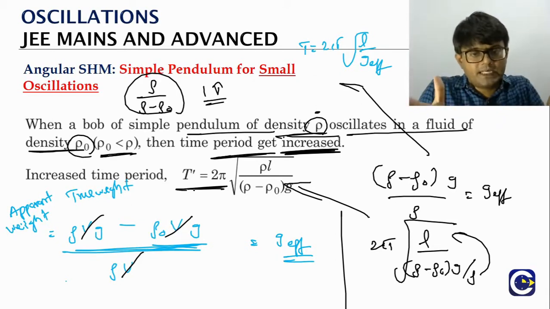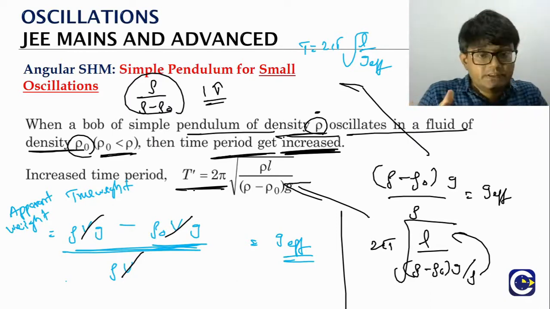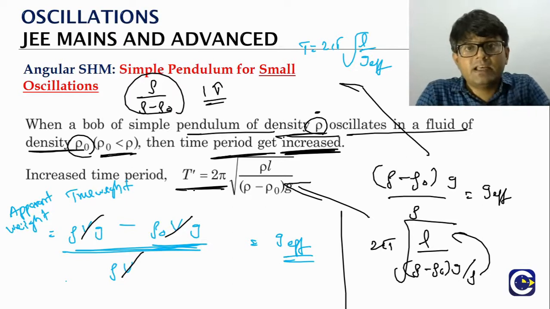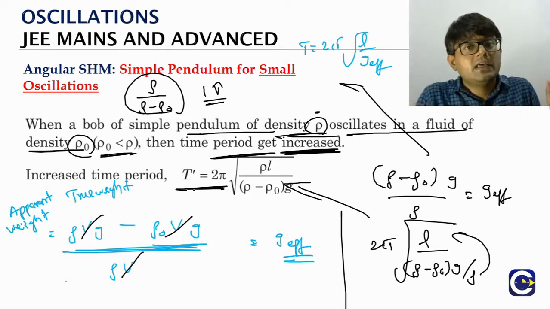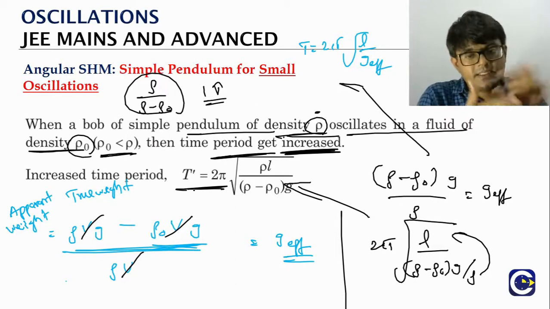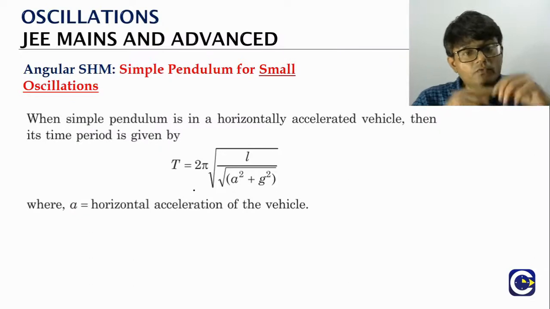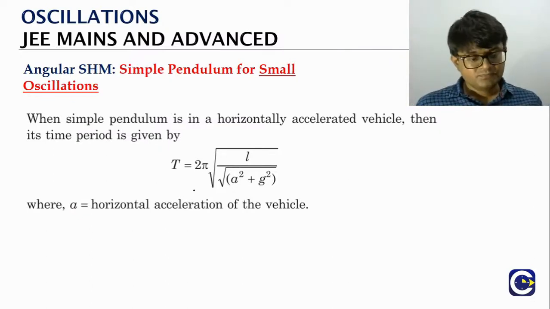So if you have a pendulum setup and suddenly we have to increase the period of oscillation, what we will do is, instead of keeping it in the air, we will look for a fluid. Typically, we just go and put this in water. Then what we will see happening is the period of oscillations is going to be increasing.